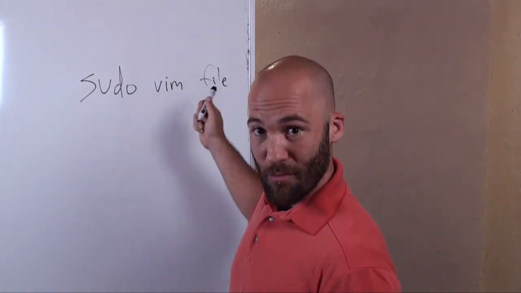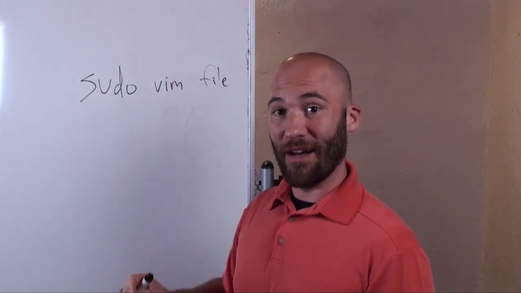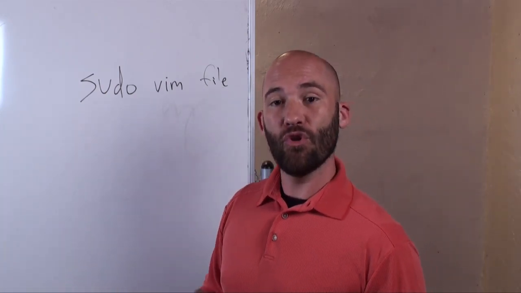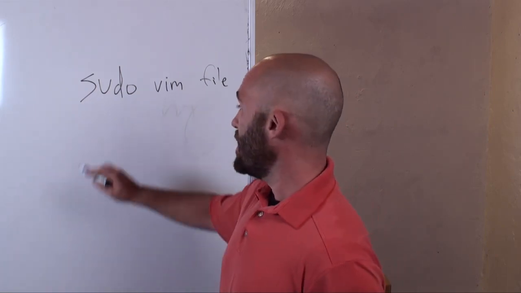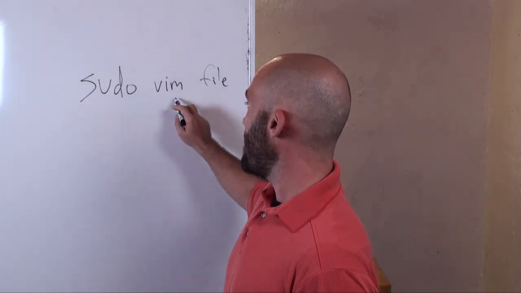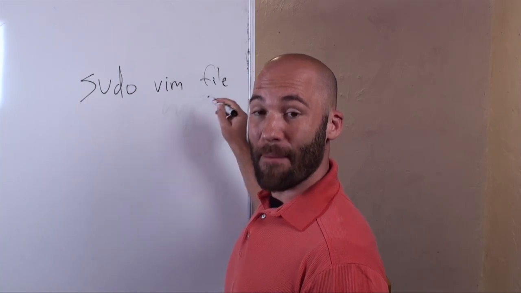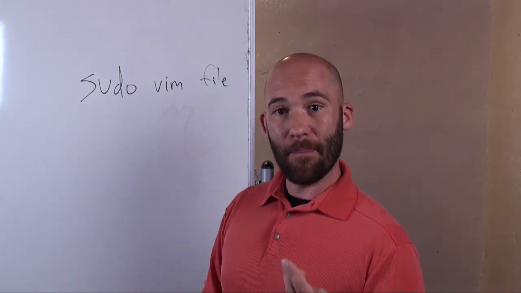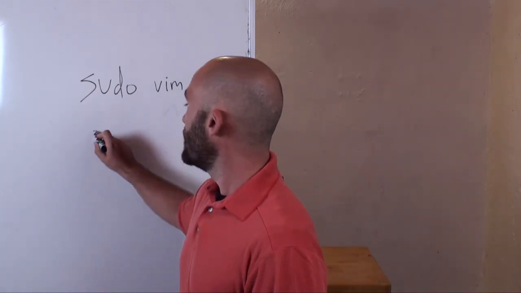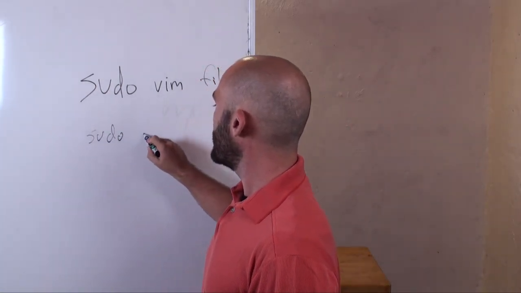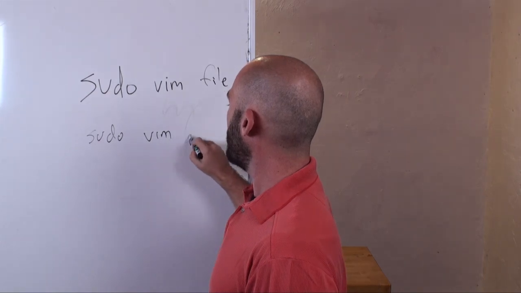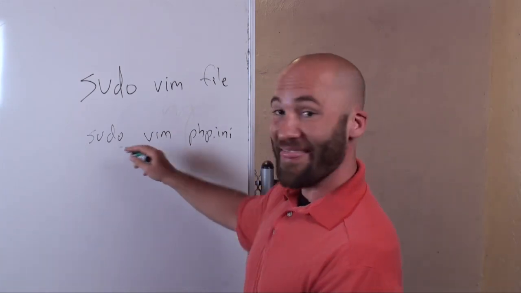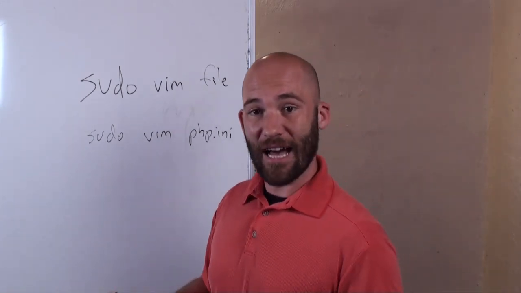And remember, also make sure that the case is correct. If the file name is all lowercase, make sure you type in lowercase. So all that you have to do to open a file using Vim is do sudo space vim space and the file name. That is all that you have to do to open a file. So if you're trying to open the php.ini file, you would do sudo space vim space php.ini, as long as you're in the right directory. And that is how you would open the php.ini file.